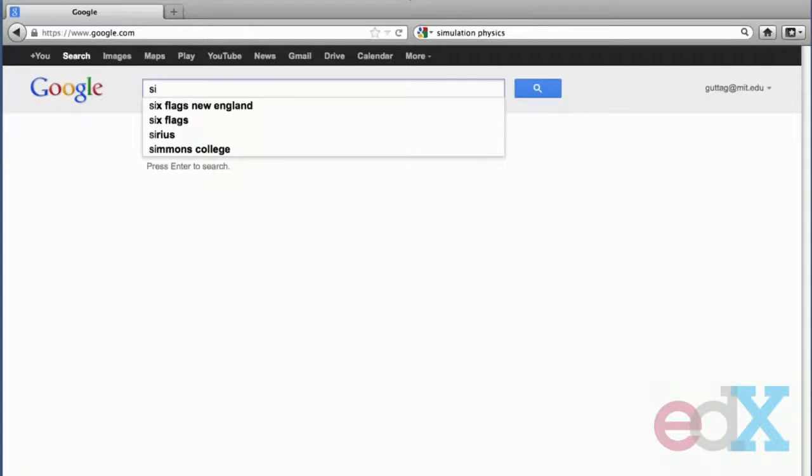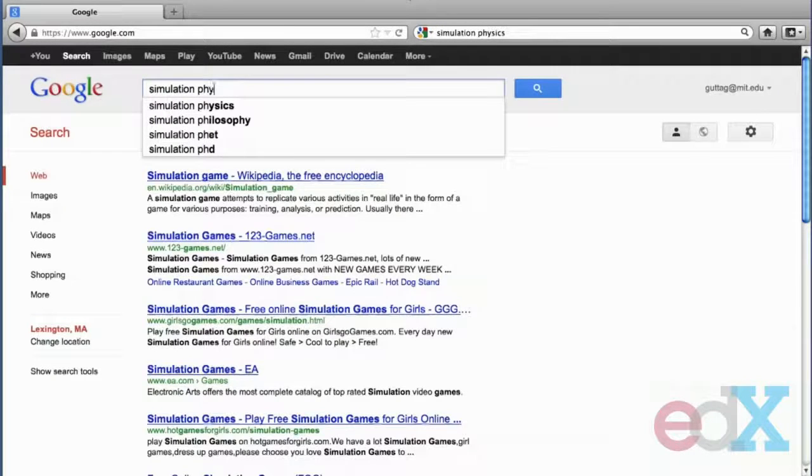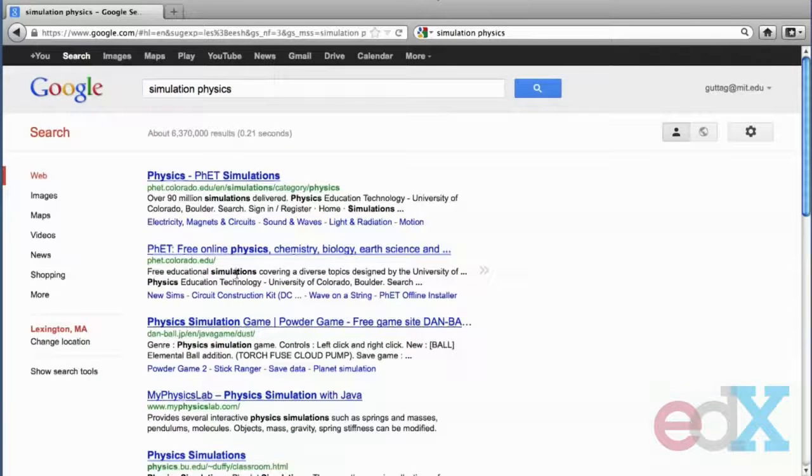When I discuss this material in my live class at MIT, I always ask the class to tell me what they'd like to hear about. It being MIT, inevitably somebody says physics. So if we look at that, we'll see, well, there are quite a few, well over 6 million pages with simulations of physics.